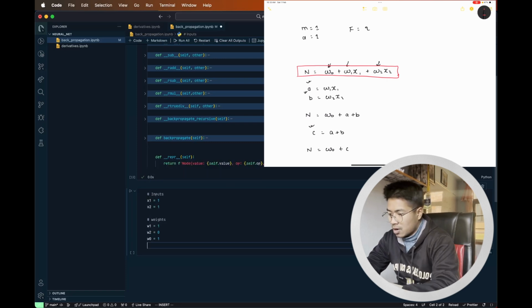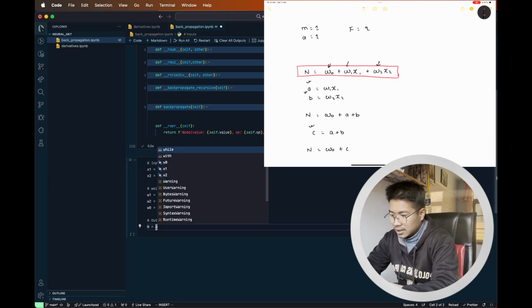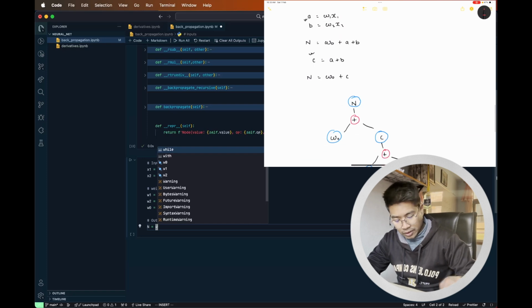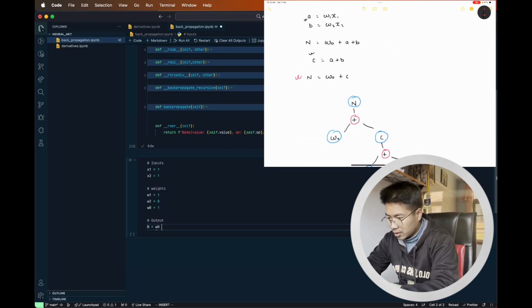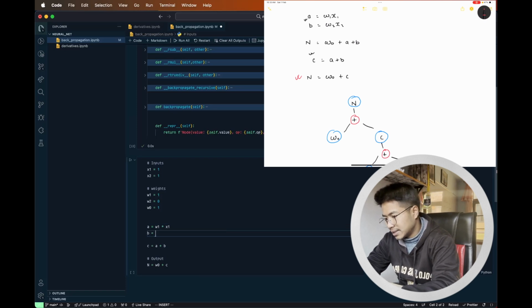Okay, and what is our output? Output is our n. So n is basically W0 plus C. What is C? C is A plus B. And A is basically W1 times X1, and B is basically W2 times X2. It's very simple.